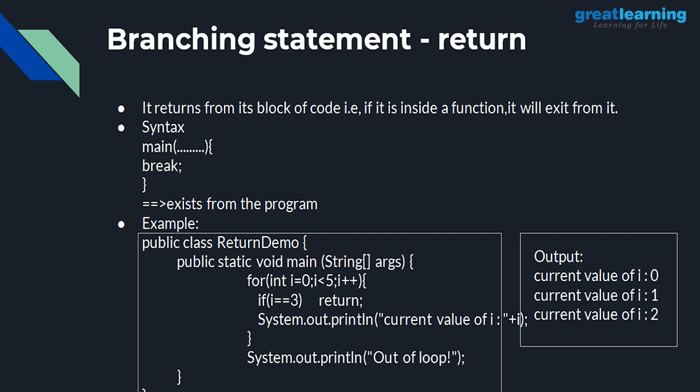You see, it exits from the program if it's in the main. Okay, that's what happened. We didn't get the message out of the loop, or in our case, hello was not printed. It was in the main, right? So it exited from this method. Okay, cool. So we are done with all these branching statements.